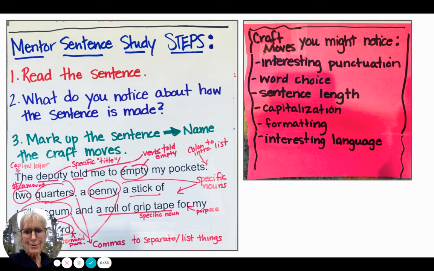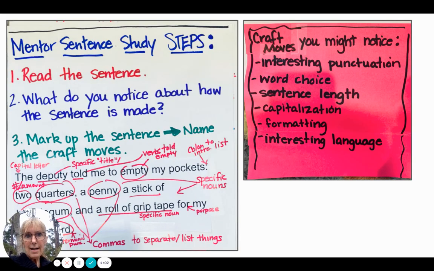You read the text, whether it's a sentence or a longer piece. What do you notice about how it's made? You are reading like a writer. What craft moves does the writer use? Then mark it up. What did the writer use? And this is a sentence we did in class. So interesting punctuation, things you might notice, word choice, sentence length, capitalization, formatting, interesting language. The list is going to get longer.